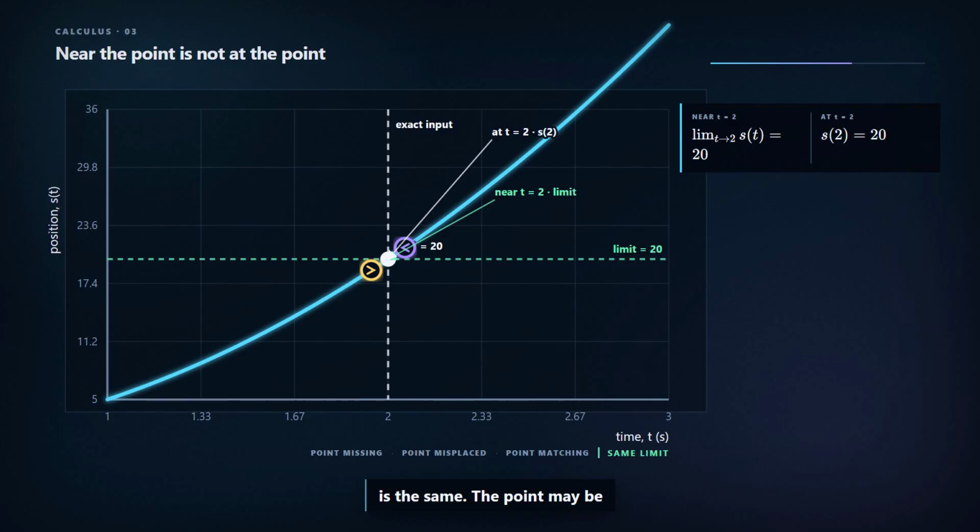The point may be missing, misplaced, or matching. The limit and the function value answer different questions. What happens near 2, and what is assigned at 2?